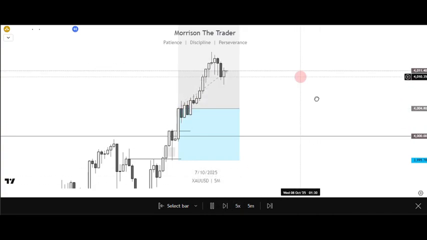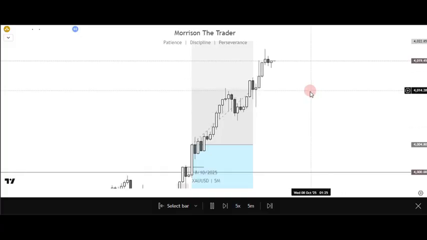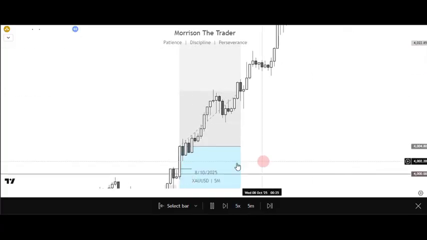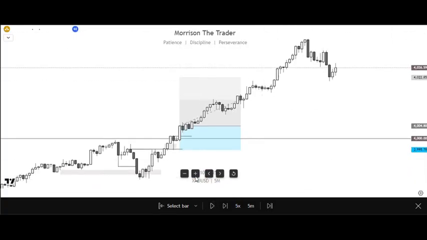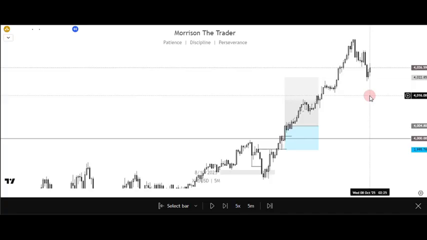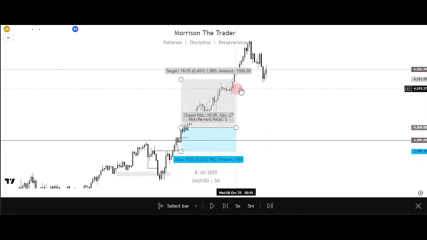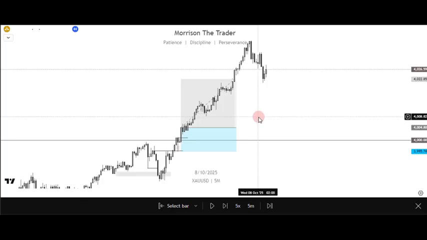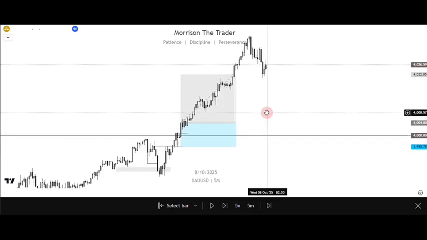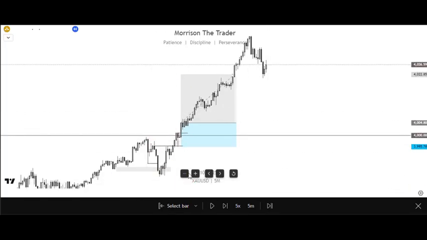Then as you can see, exactly, the price did what? Moved upwards. Do you understand? The price moved upwards. So that is an order block, and then the change in state of delivery.